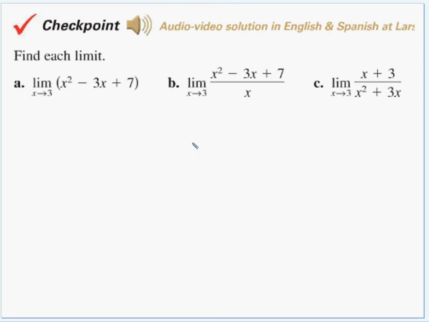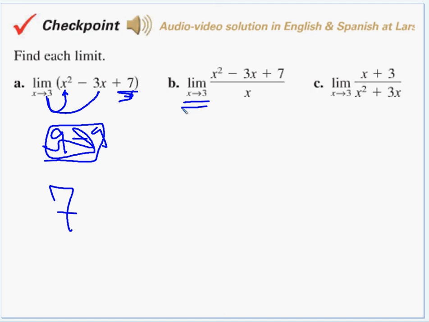And I believe this is the last checkpoint for this section. So try these out after you pause the video and then fire it back up, see if you got them right. First one, plug in a 3. You're going to get a 9 minus, plug in a 3 here, 3 times 3 is 9. So that's 9 minus 9. That's going to wash out to a 0. So we're just left with 7.